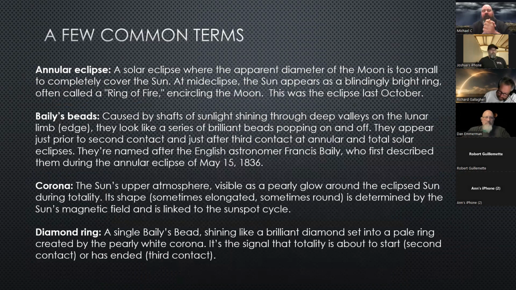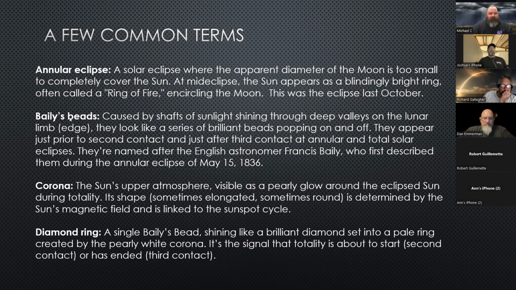So let's get into a few terms on eclipses. Most of these are going to deal with the solar eclipse, since that's mainly what everybody's here for. So we have a few common terms. Annular eclipse, this is what we had last October. That was the Ring of Fire one that we got. The total eclipse is what we're having in April.